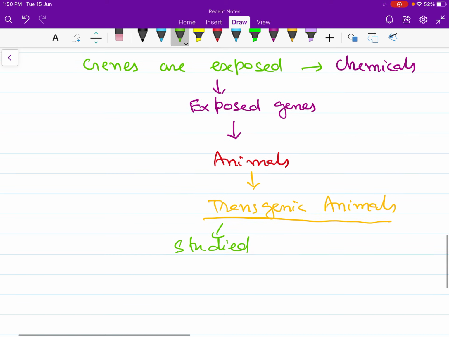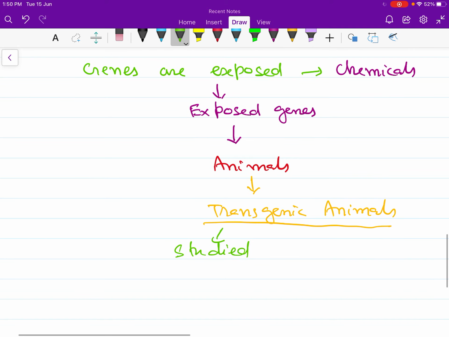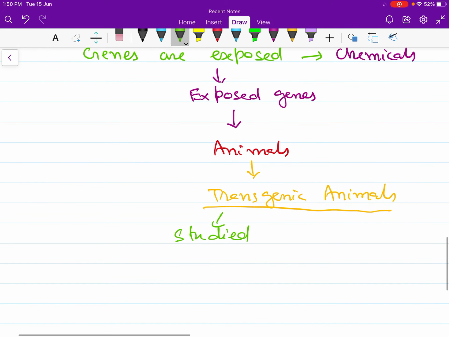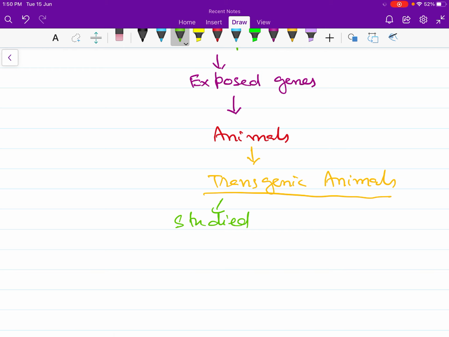to find out what kind of effects the chemical has produced on the gene, and what kind of harmful effects those chemicals have. So before chemicals are used, they are first tested on these transgenic animals.